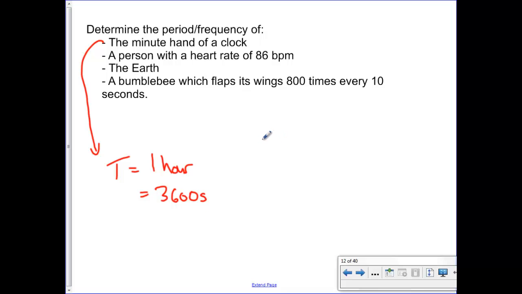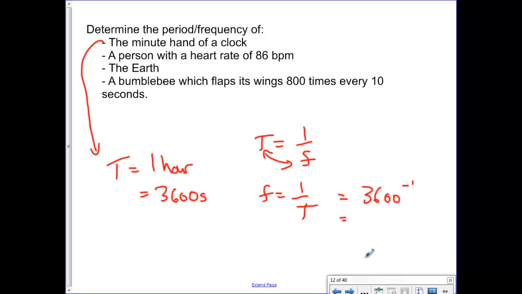So then to find frequency, period was supposed to be 1 over frequency. How do you rearrange this to get frequency by itself? Multiply f out and divide by t. So really frequency is 1 over period. So to find frequency, do 3,600 to the -1. So I guess you could call it 1 over 3,600 hertz.